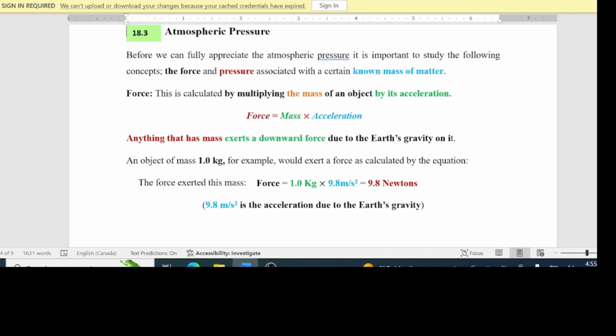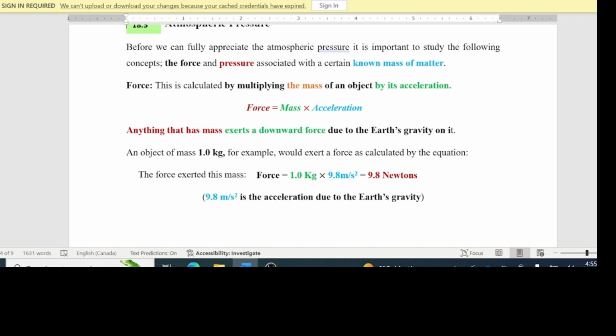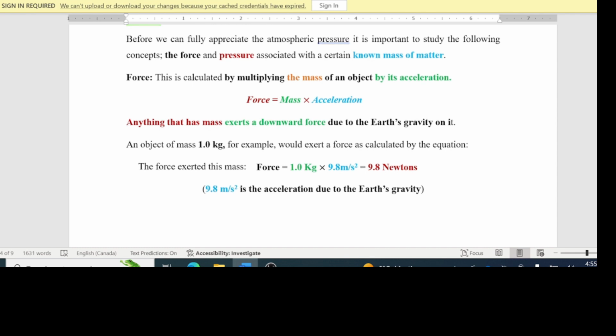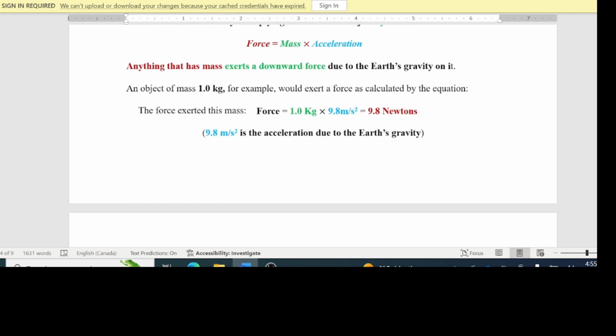If you go on the moon, the acceleration due to the moon's gravity will be 1/6 of this. That is why when you go there, you weigh 1/6 of what you weigh on the Earth. So that is about force, how it is calculated by multiplying the mass of the object in kilograms times the acceleration due to the Earth's gravity.